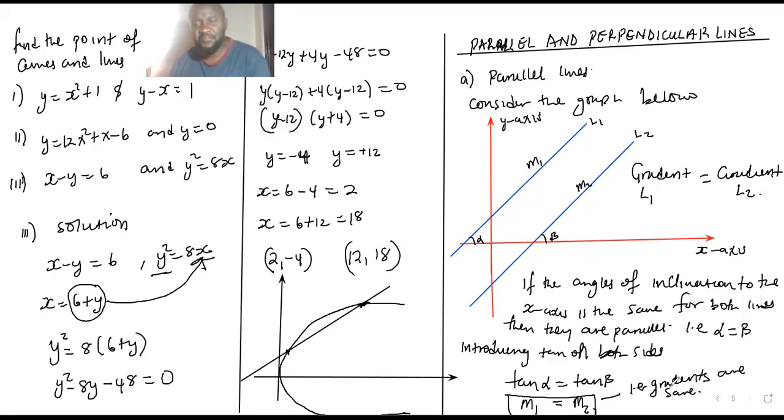So that is the condition for parallel lines. We have heard of it before, but you had to know as advanced mathematicians how it comes about. It comes from that ratio of the angles, because their angles of inclination to the horizontal are the same.